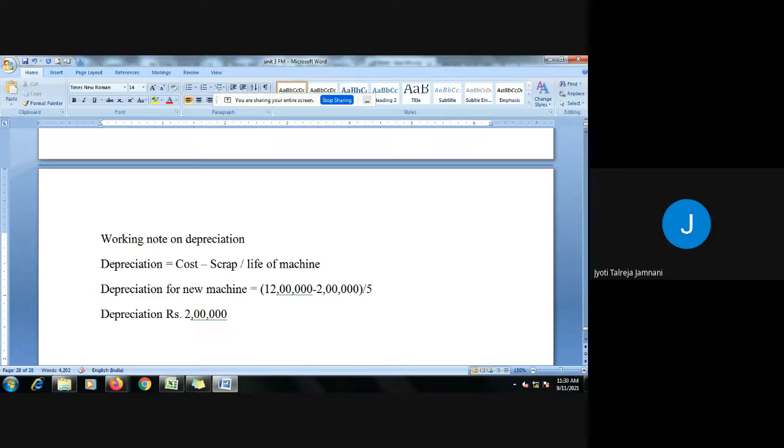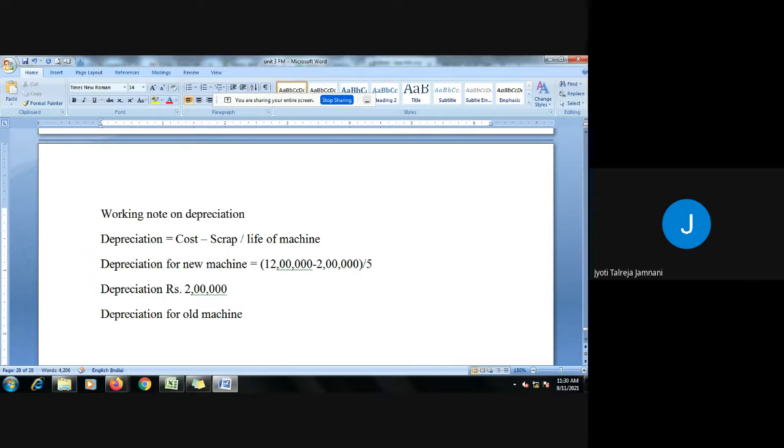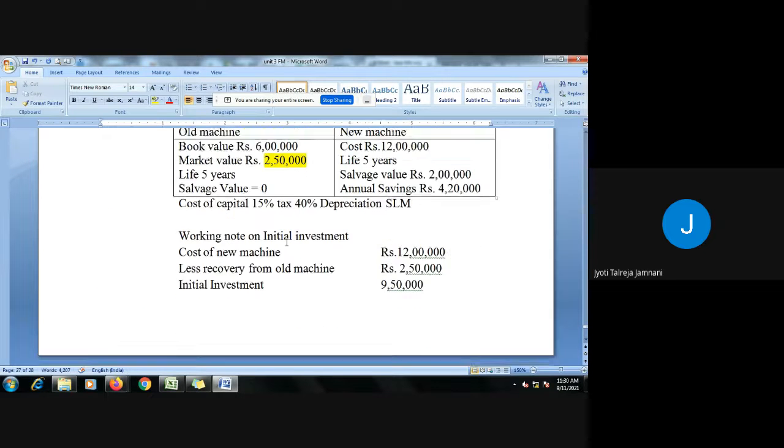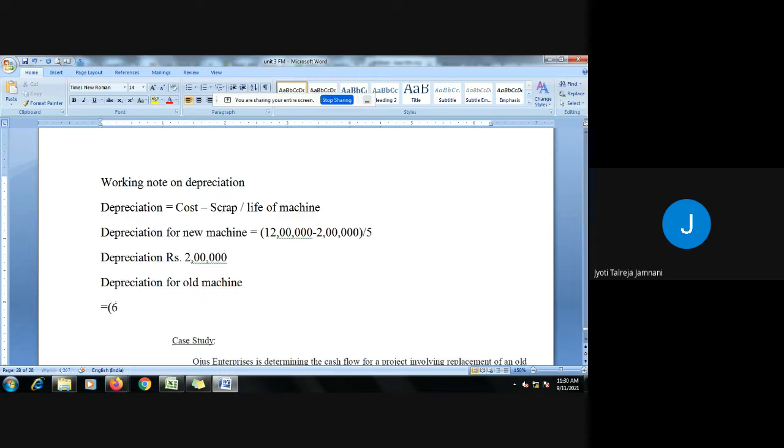Now we'll find depreciation for the old machine. We'll have to again put it in the formula. Cost is nothing but the book value of the old machine, which is 6 lakh. Salvage value is 0. If you don't sell, you use it for 5 years, your salvage value will be 0. 6 lakh minus 0 divided by 5, we get the depreciation for the old machine, which is 1,20,000.